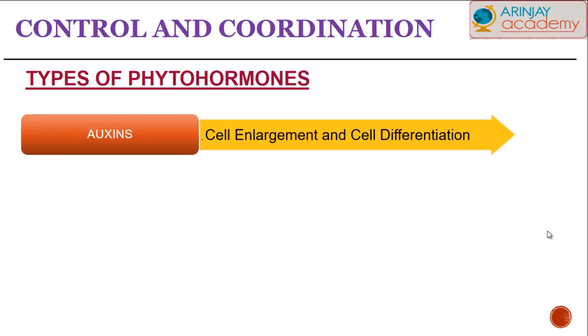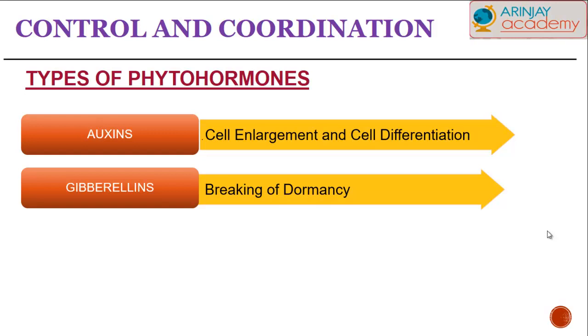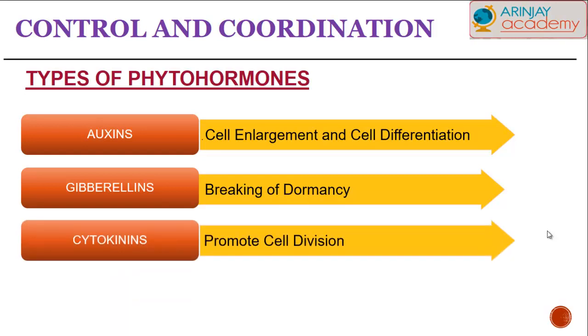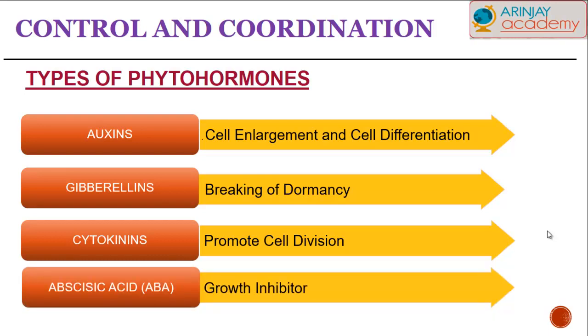The auxins. These help in cell enlargement and cell differentiation. The gibberellins, they help in the breaking of dormancy when a seed is asleep. The cytokinins, they help in promoting cell division when the plant is growing. And of course, we have the abscisic acid or the ABA, that is basically the growth inhibitor as it's termed, which when the plant is in its growing stage, helps it to grow further.